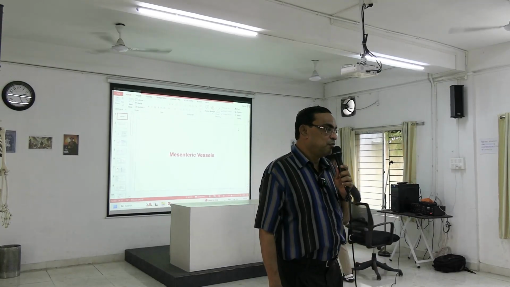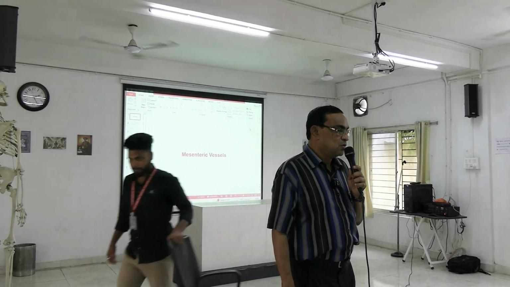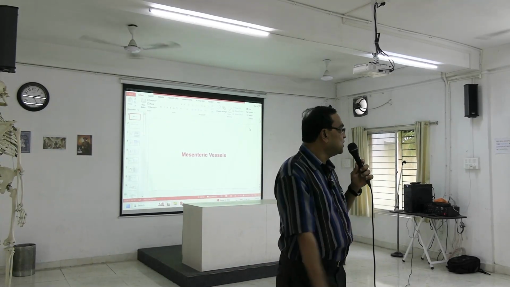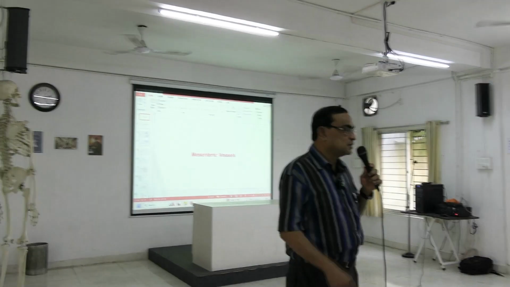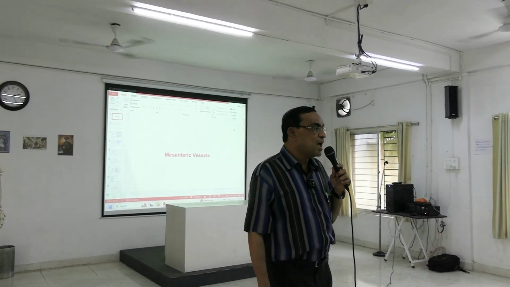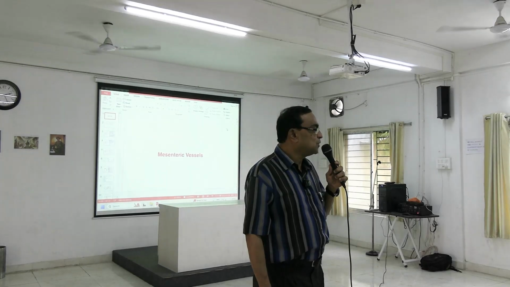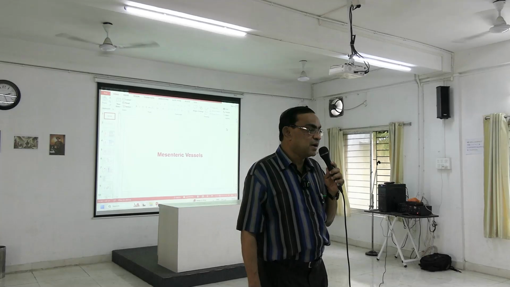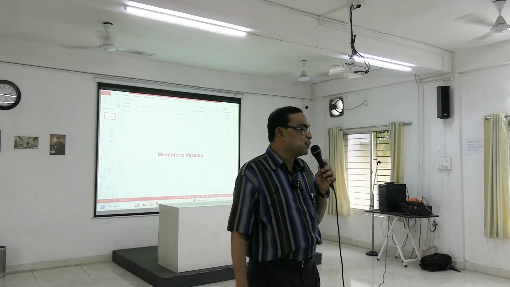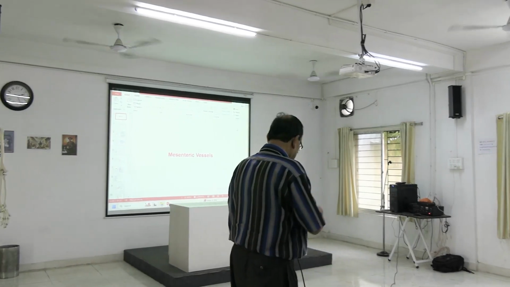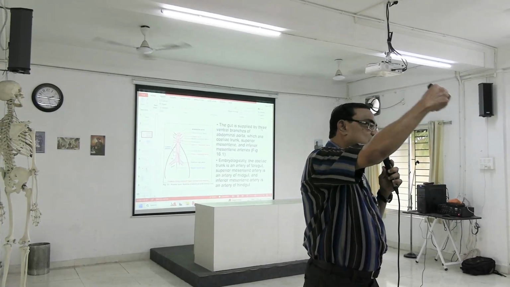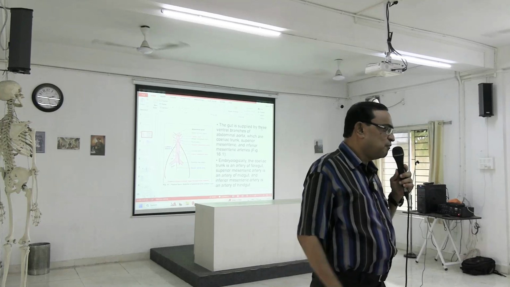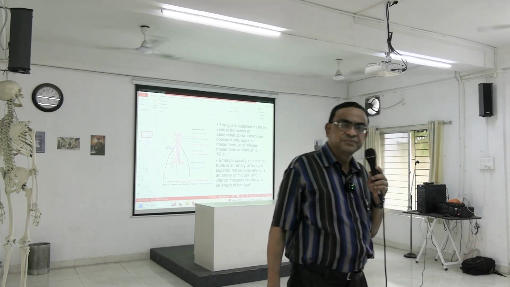For the foregut, foregut means the abdominal part of the esophagus, the stomach, and part of the duodenum up to the opening of the bile duct and pancreatic duct. It starts from the abdominal part of the esophagus, a very small part, around 1.5 centimeters.